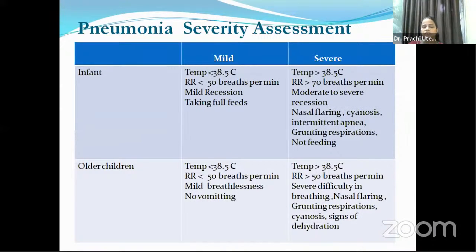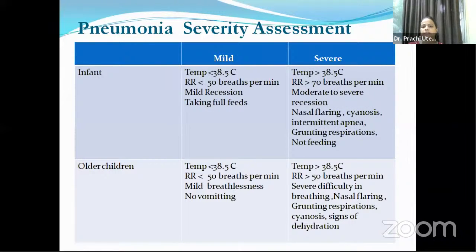There is also a pneumonia severity assessment, which categorizes it into mild and severe. In infants and older children with mild disease, the temperature is less than 38.5 degrees Celsius, the RR is less than 50, with mild recession and taking full feeds. In the severe variety, the temperature is more than 38.5 and the respiratory rate increases to more than 70 breaths per minute. There is nasal flaring, cyanosis, intermittent apnea, grunting respirations, and the baby is not feeding well. In older children, the temperature and respiratory rate criteria are almost the same, but mild breathlessness is seen and no vomiting is experienced.